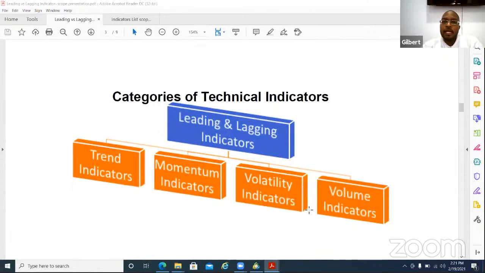Now, these technical indicators have different categories. So they're not all made the same, or they are not all calculating the same thing. The larger categorization is leading and lagging indicators, and from that categorization, we then have different classes. So we have trend indicators, momentum or velocity indicators, volatility indicators, volume indicators, and we also have indicators that calculate support and resistance levels.